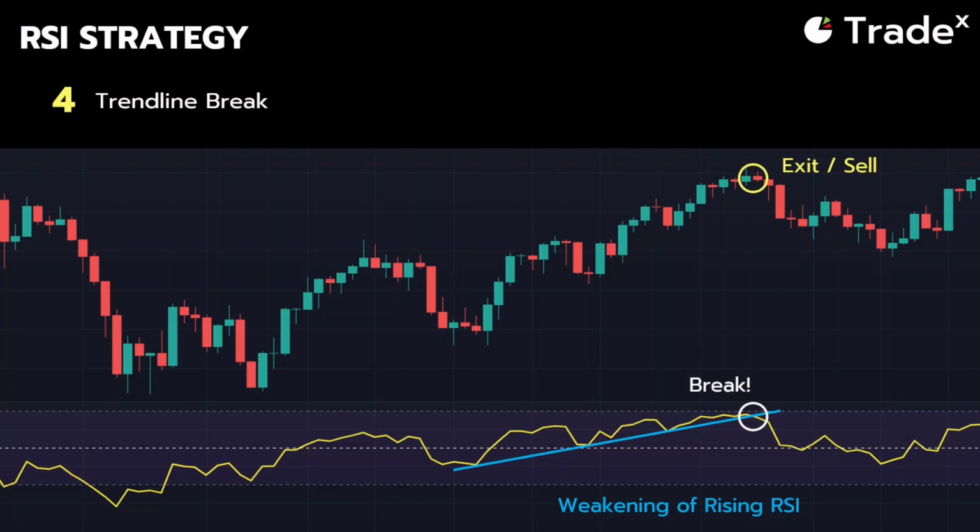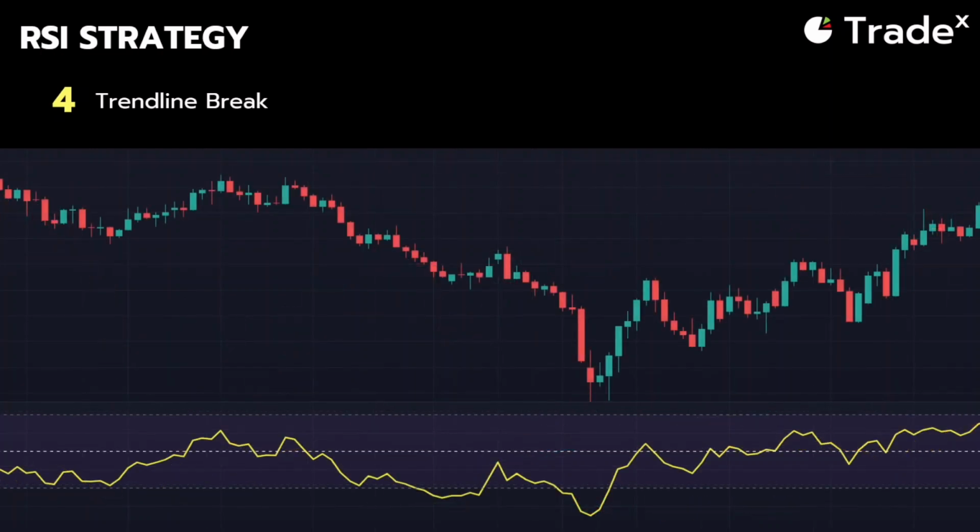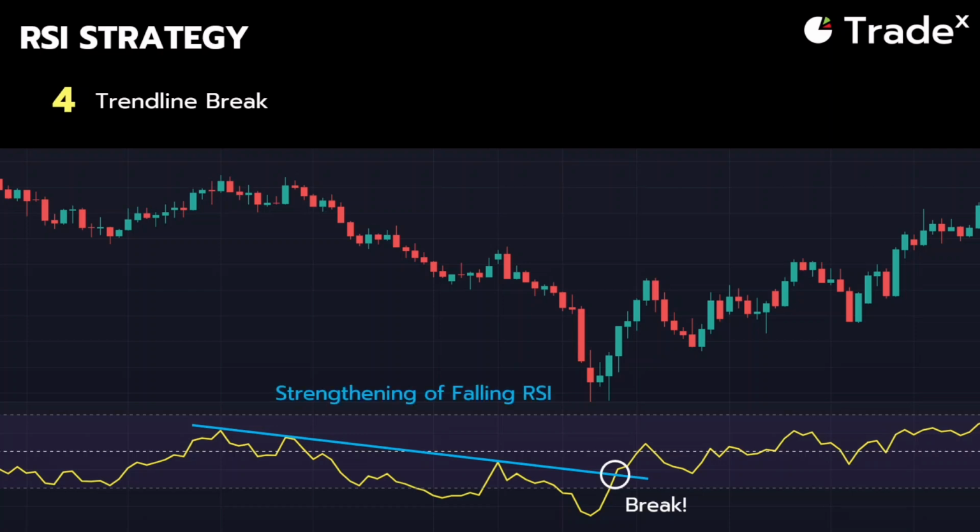The strategy can be used for the downtrend market as well. In a bearish market, the RSI will generally decline along with the market. Draw the trend line by connecting as many highs as possible. If the RSI breaks above this trend line while strengthening, meaning the RSI is rising despite the overall downtrend, it may indicate that bearish momentum is weakening or that a reversal could be near.